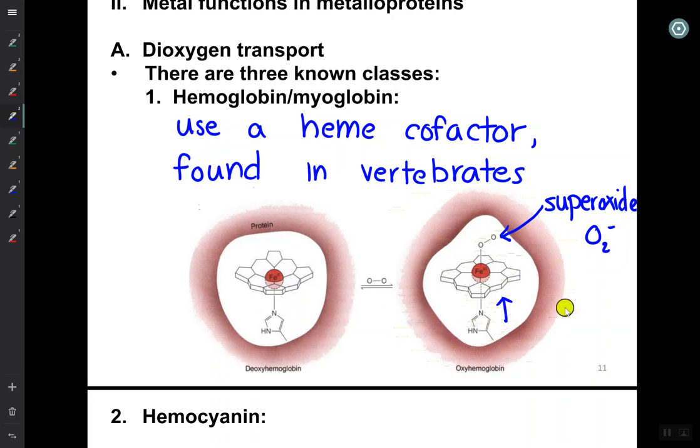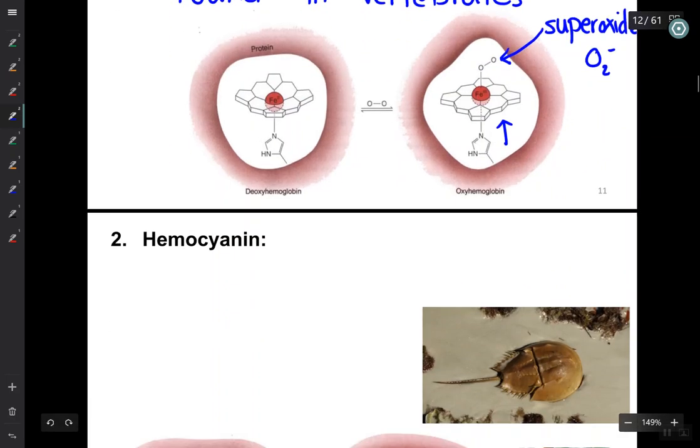I didn't show the other subunits, but in hemoglobin, you have actually 4 of these units. So once one oxygen binds to one of the irons, it activates the other irons to bind oxygen with even higher affinity. So this is a really neat system where it shows this cooperative binding activation. So mammals use hemoglobin and myoglobin.